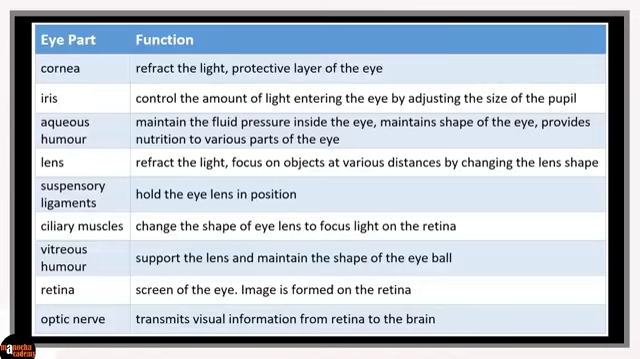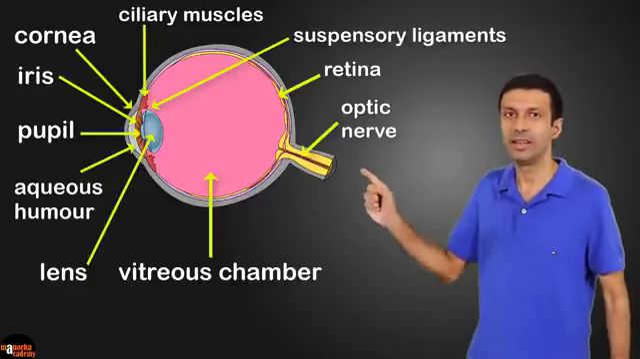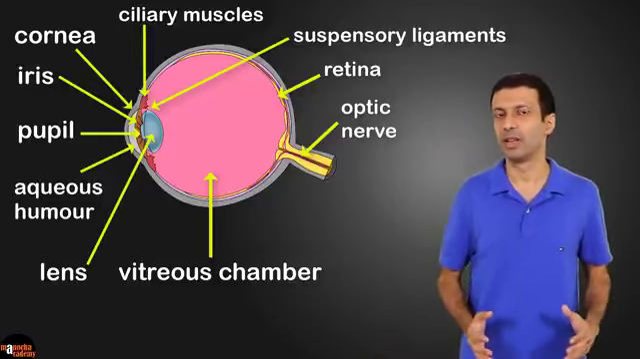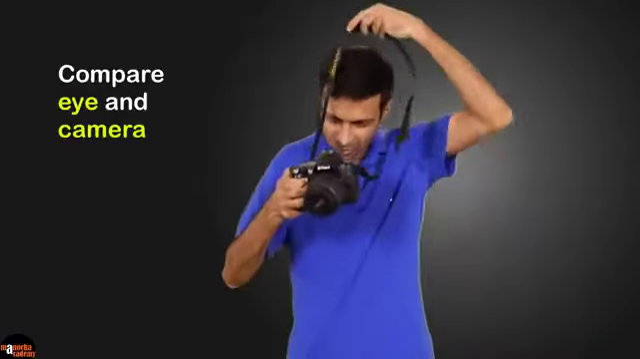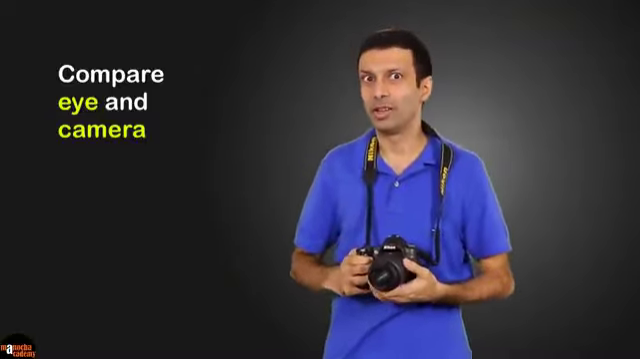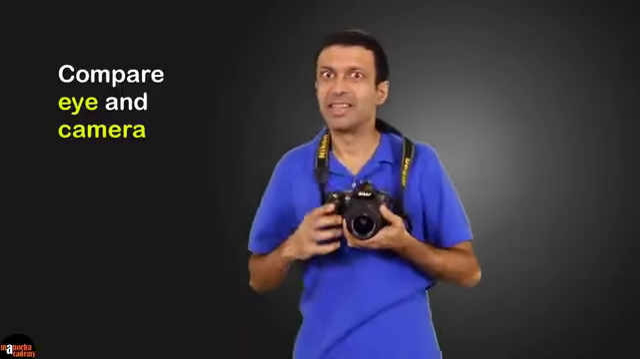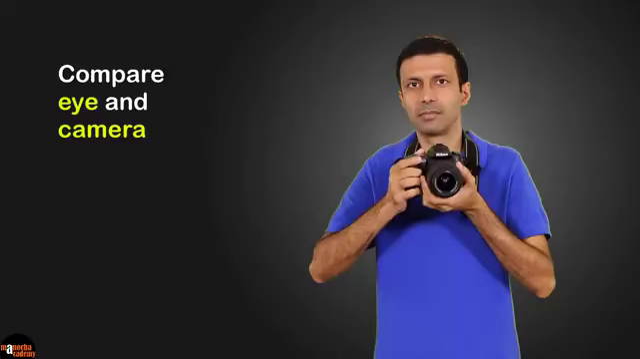Let's place the summary table of the parts of the human eye and their function on our concept board. Now that we know the important parts of the human eye, let's understand how they work together to help us see. To understand the working of the human eye, it's useful to compare the eye to a camera. Now, when you're taking a photo or a video, the first thing you need to do is remove the lens cap. Similarly, we need to open our eyes for us to see.